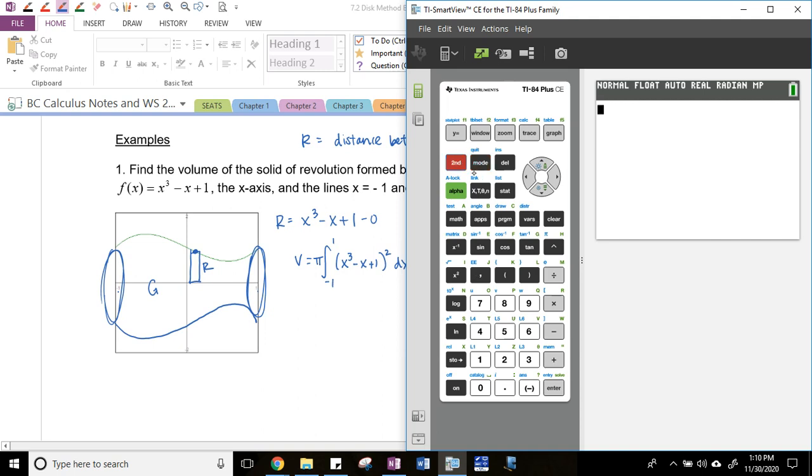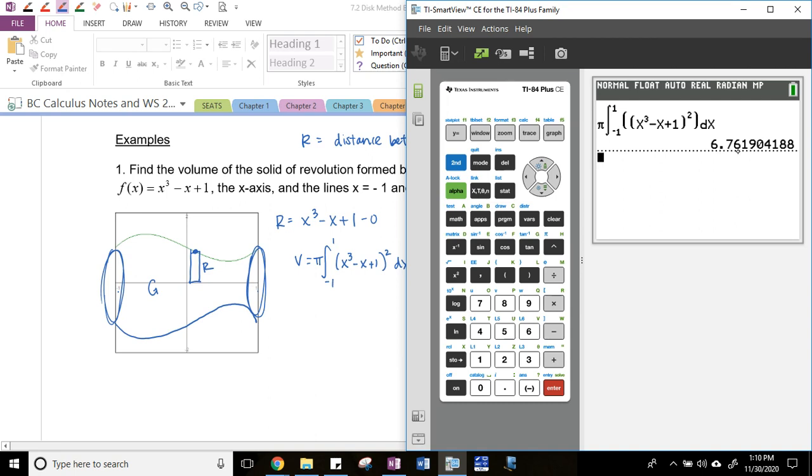I am typing in pi times the integral from -1 to 1. Don't forget to square r. Now, if you want to put your equation into y1 like we've done before, so you have less parentheses, you could do that and then just put y1 squared on here, and then you don't have to worry about all the parentheses. I'm just going to do that. Okay, so to 3 places, this is approximately, with the pi already multiplied in, 6.762.